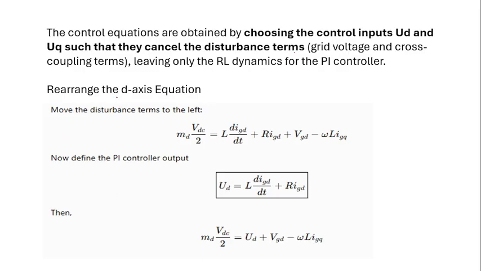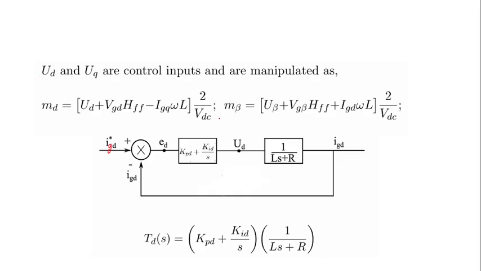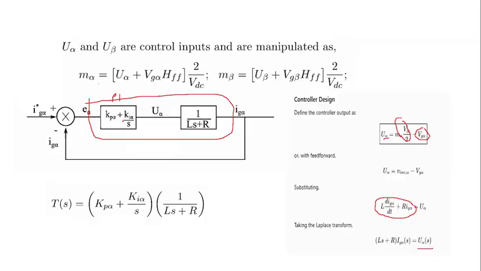Okay. Now rearranging the d-axis equations, it is like this for d-axis, where UD is this part. This is the drop in voltage. This is considered as UD. Then you can write the same equation like this: MD into VDC by 2 is equal to UD plus VGD minus this one. So in alpha beta frame, it is written like this: U alpha, U beta.